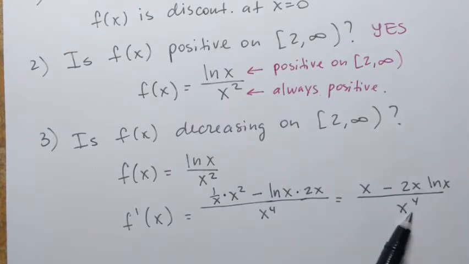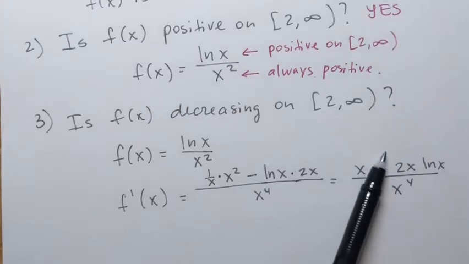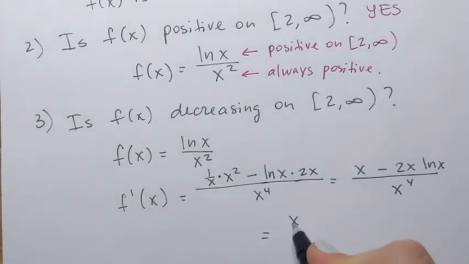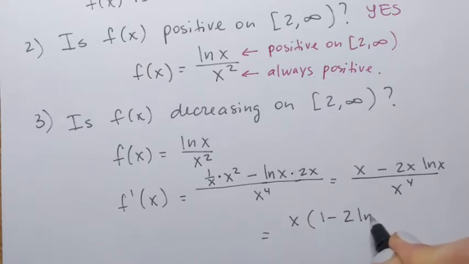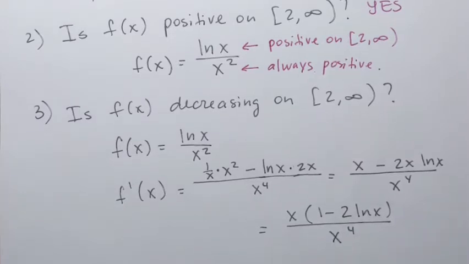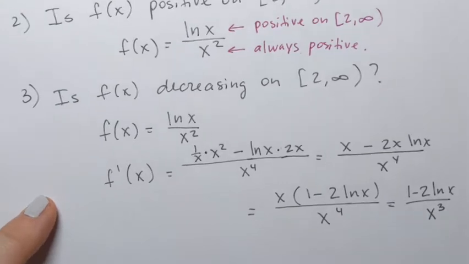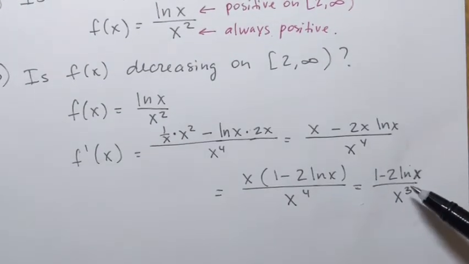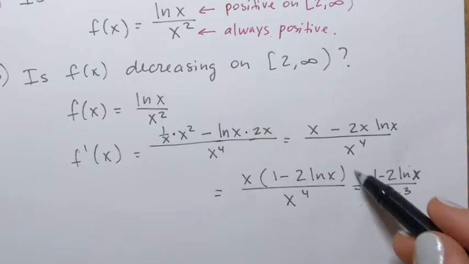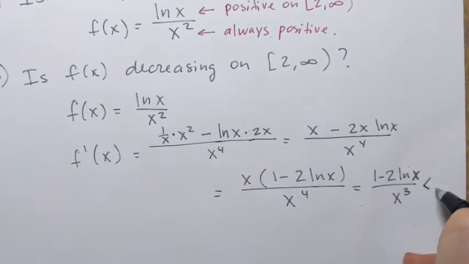So what is that? Let's maybe factor the numerator so we can think about the result. So it's x times 1 minus 2 ln of x, over x to the 4th power. Oh, it looks like we can divide out x, right? So that's 1 minus 2 ln of x over x to the 3rd power. So the question is, for which values of x this expression is negative, less than 0.